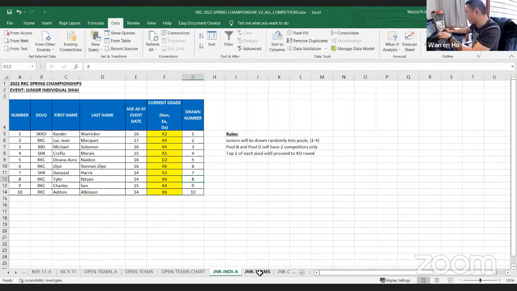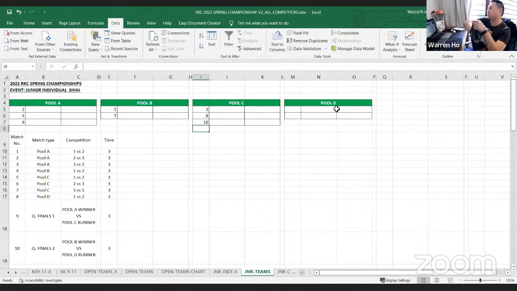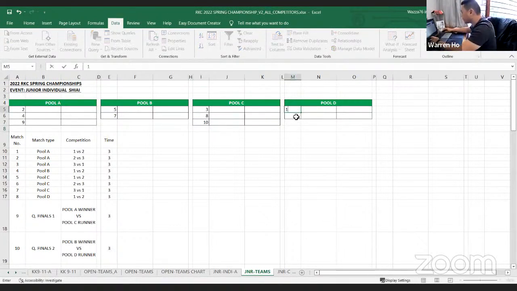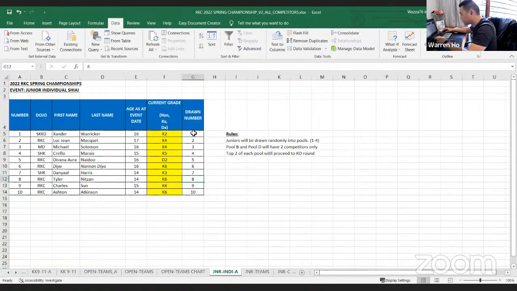All right, then the last one is Pool D, juniors, junior individuals, 1 and 6. Okay, so nice and easy. 1 and 6 is going to be in Pool D. All right. Okay, and 1 and 6 is Xander and Dia. Okay, so both of you proceed, but you have 1 fight, but you both will proceed to the knockout rounds. Okay, so that's about it, guys. That's all the drawing done.